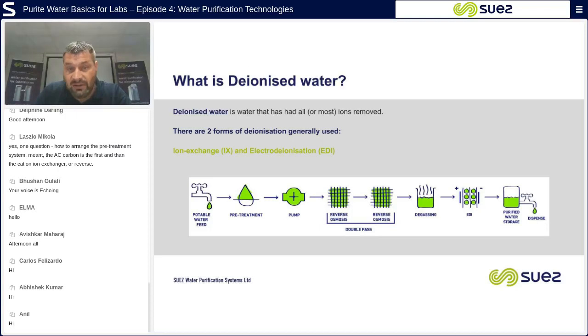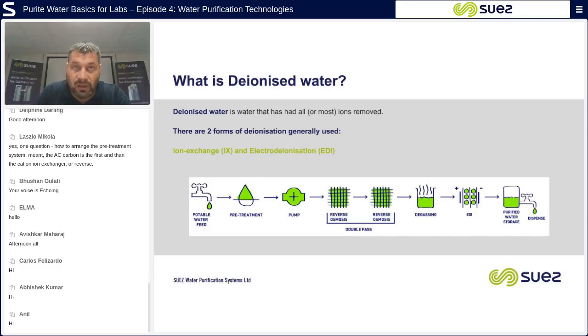EDI, or electrodeionisation, is a form of water treatment that utilises electricity, ion exchange membranes, and ion exchange resin to remove ions from the water. Chambers are filled with ion exchange resin and separated by ion exchange membranes. When the water passes through these chambers, the ions in the water are pushed through these membranes and the exchange resin by an electrical current. This then purifies the water.